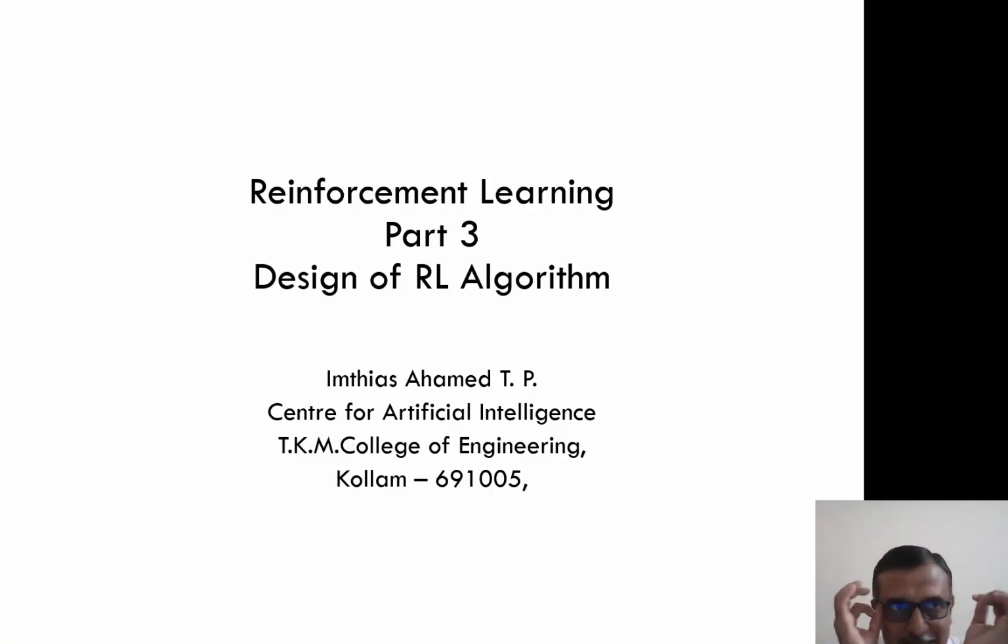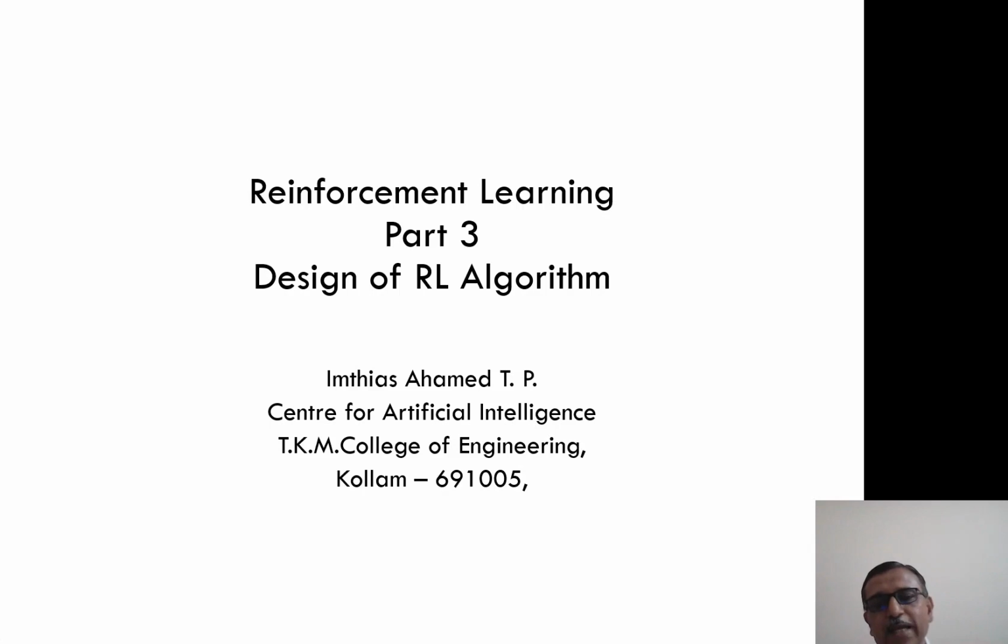So in the last video we saw a simple example of a multi-stage decision making problem, where an agent has to travel from cell number 1 to cell number 36. There are some obstacles. In each cell the agent can take 4 actions: left, right, up and down. It has to reach the goal state in the minimum number of steps. That was the problem. So this problem could be solved using reinforcement learning.